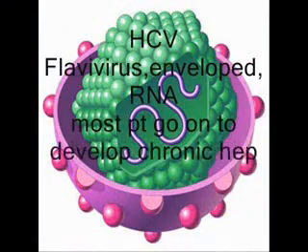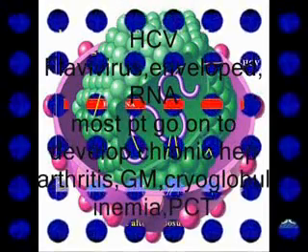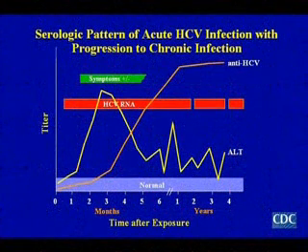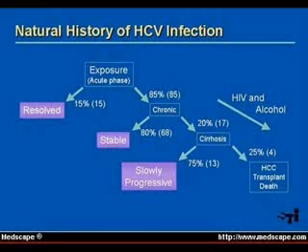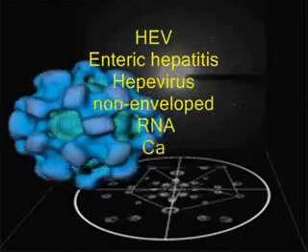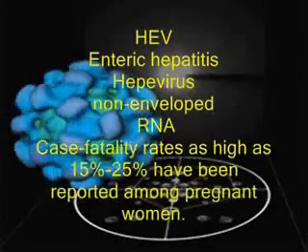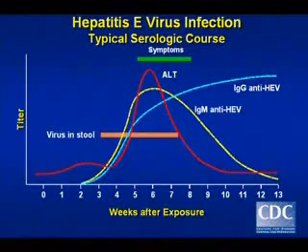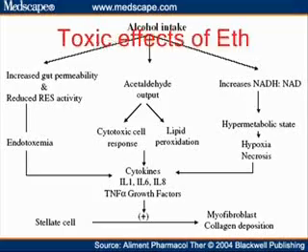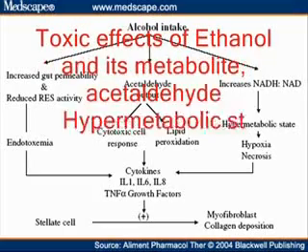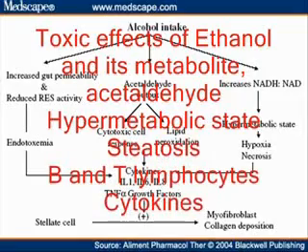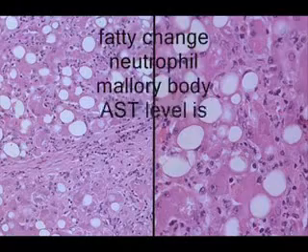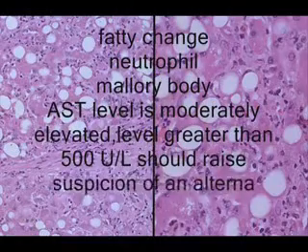The third one is the hepatitis C virus, the flavi-RNA virus, and most patients proceed to chronicity. The fluctuation in ALT is characteristic for HCV, and as we said, the chronicity and cirrhosis and even HCC is possible. Then the HEV or the enteric hepatitis. The case fatality rate is high in pregnant women.